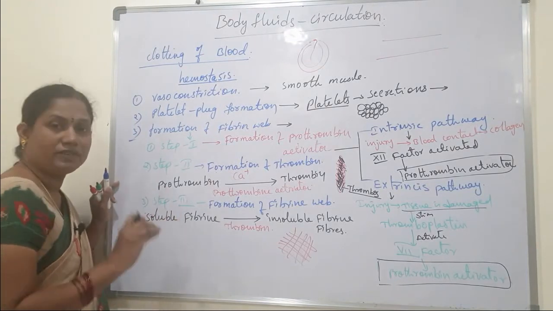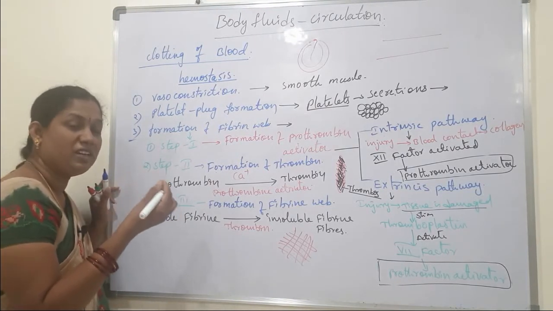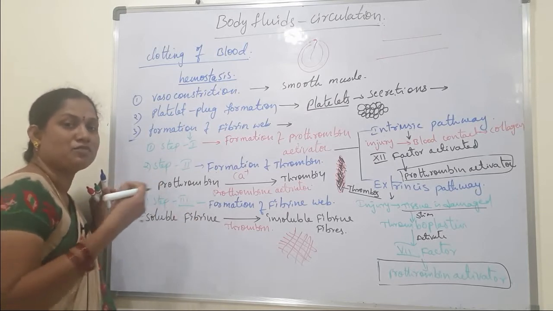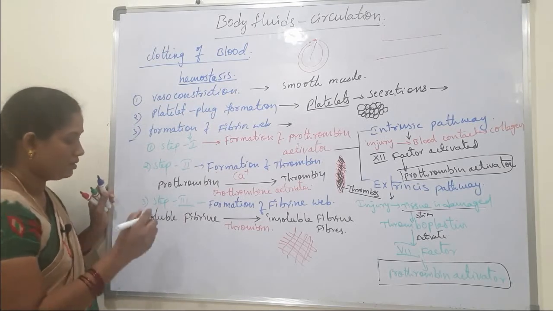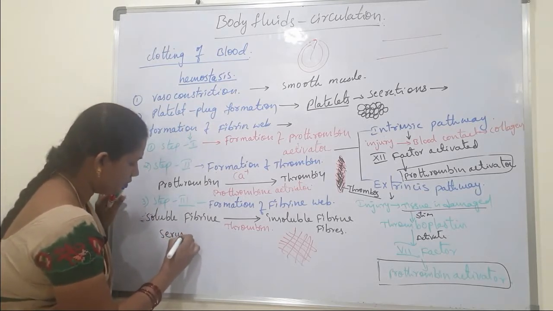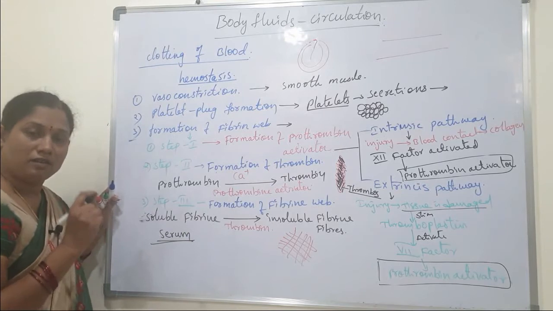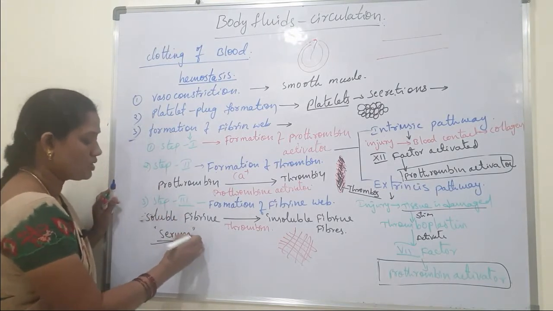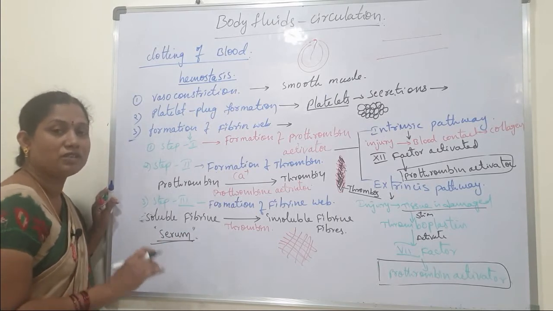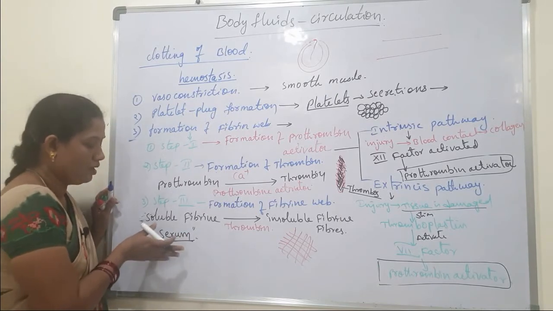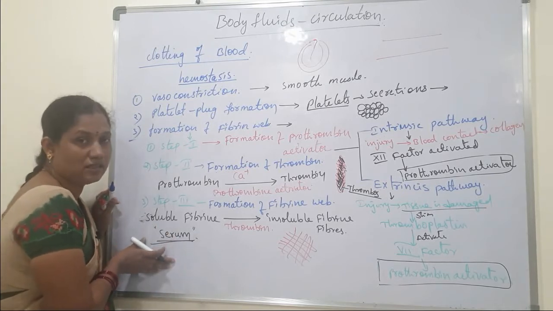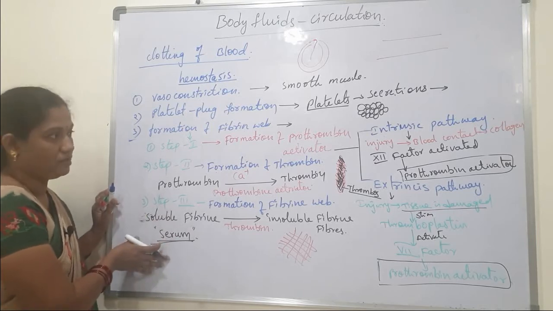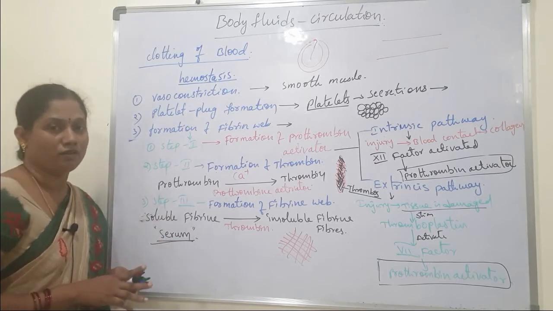Next, after blood clotting, some liquid comes out. The plasma comes out through the thrombus, and that is called serum. So serum is nothing but plasma without blood clotting factors. The blood clotting factors are absent in serum, but in plasma they are present. So this is about blood clotting.